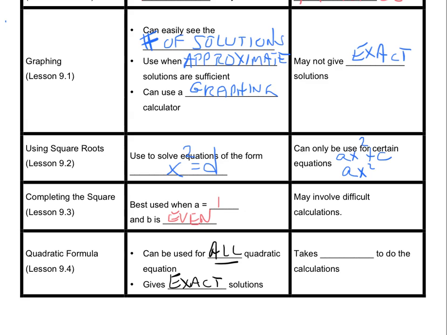Now, the disadvantage, obviously, is it takes time. It's not an easy formula. You have to think about your PEMDAS, you have to think about your positives and your negatives and your square roots. It takes some time. You need to be neat and organized to make sure you get the right answer. But anytime you have a quadratic, you can always use the quadratic formula.